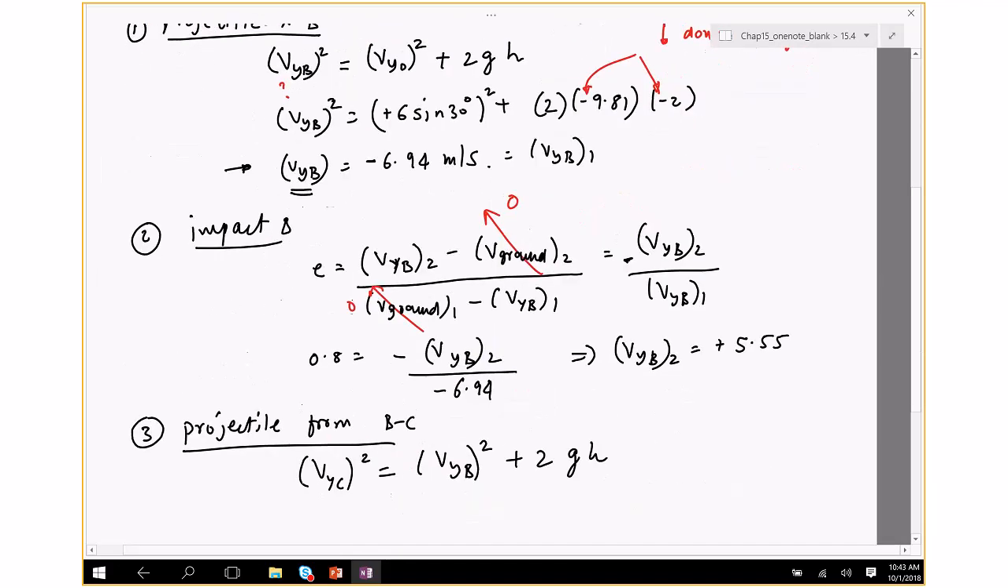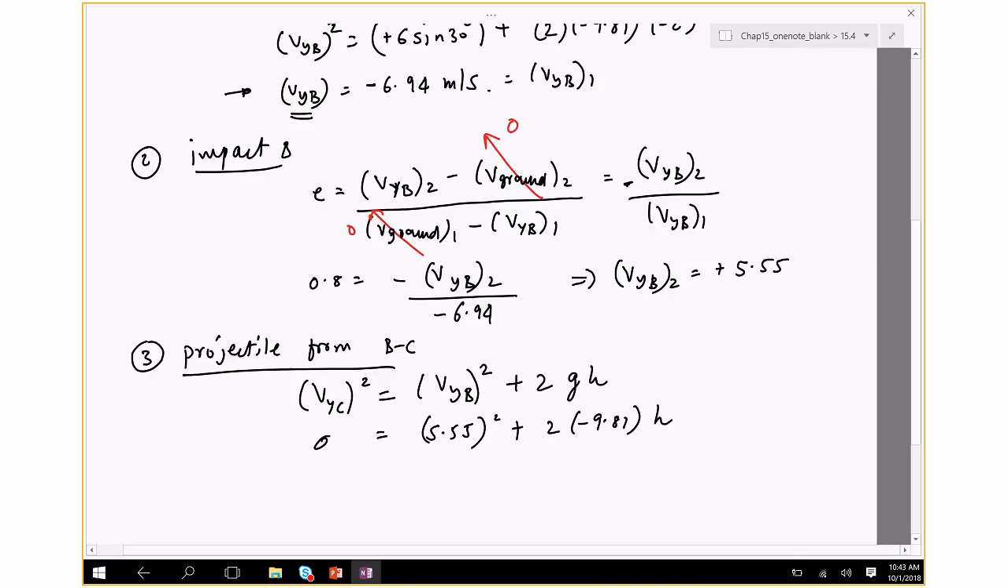So it's going to be 0 equals Vyb, which is known, 5.55 squared, plus 2 times gravity, 9.81, with the negative sign, times h. H is positive, we don't know what it is, we'll get it when we solve it. If we solve for h, it comes out to be 1.57, with the positive sign, and that makes sense because it's upwards. Okay, so that's the answer to the problem. It's 1.57 meters upwards.